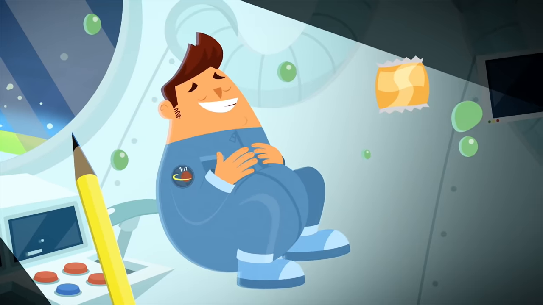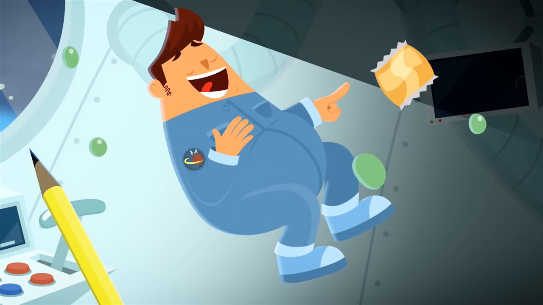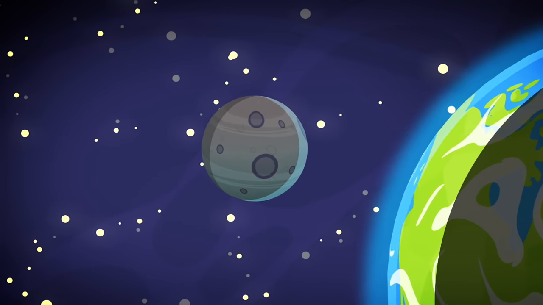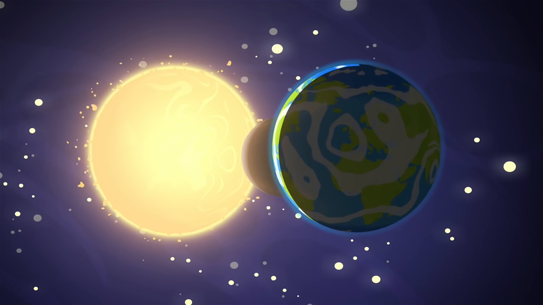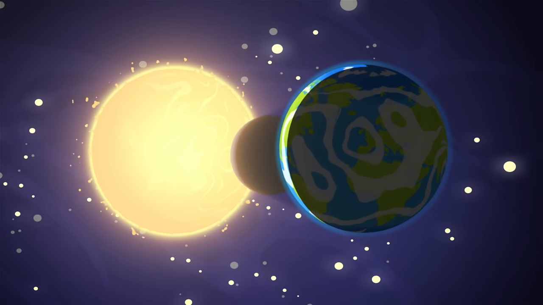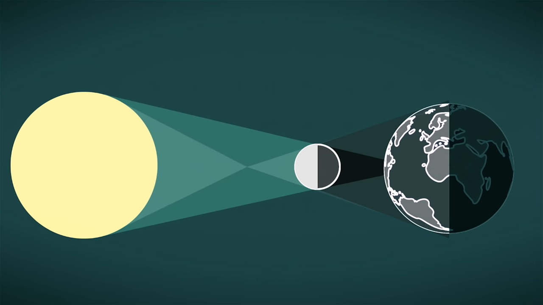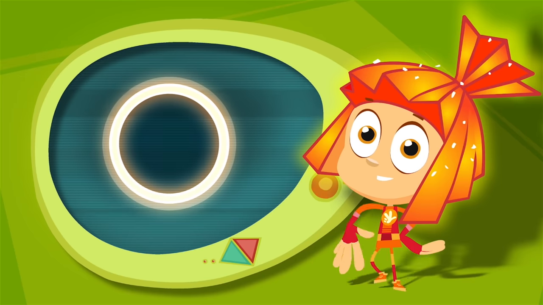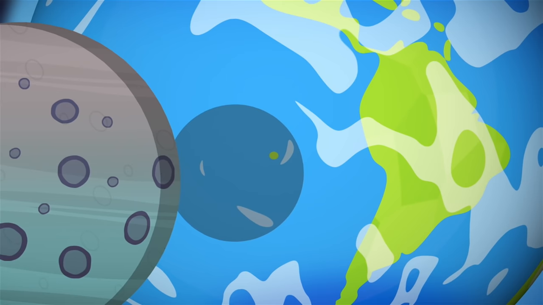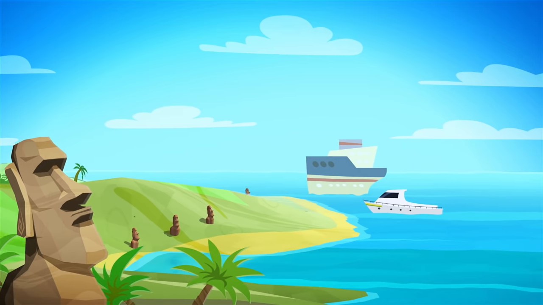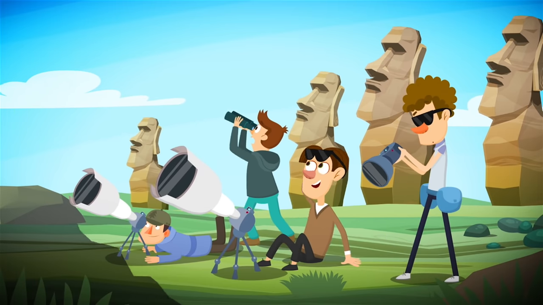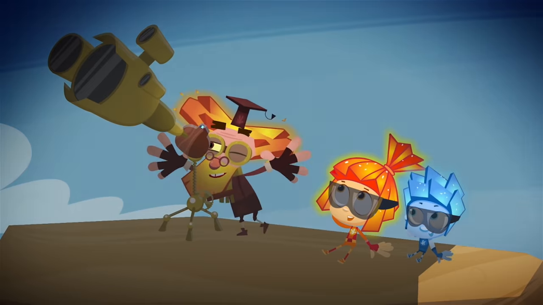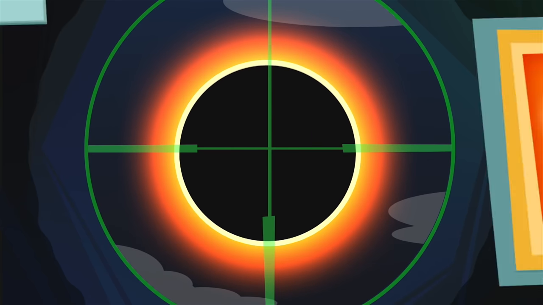In outer space, everything is in a state of constant movement. The Earth revolves around the Sun, and the Moon revolves around the Earth. Sometimes the Moon gets in between the Sun and the Earth and covers the Sun. And so, for a little while, the Sun no longer appears as a bright glowing sphere, but a simple black ball. This phenomenon is called a solar eclipse. But a solar eclipse can only be seen by humans and Fixies that are in its shadow while it's happening.